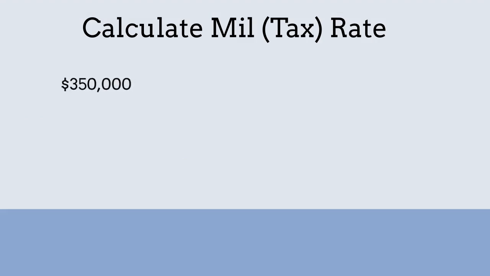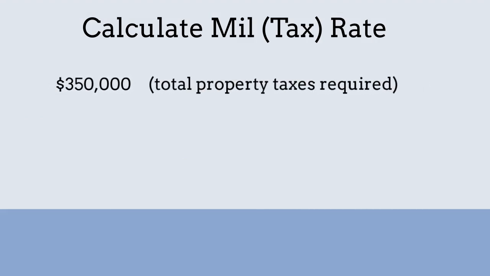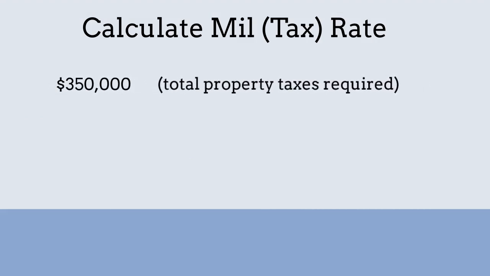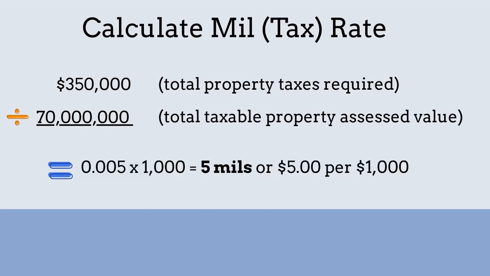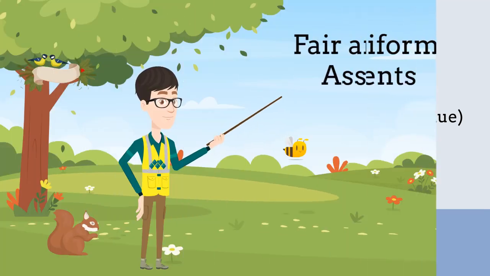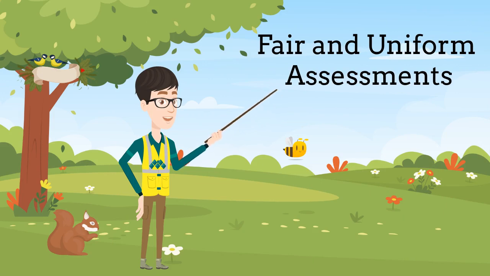In this scenario, municipal council has determined that they need to collect $350,000 in property tax to operate for the year. They divide this amount into the $70 million total assessed value for the municipality. This equals 0.005, and that figure multiplied by 1,000 results in 5 mils or $5 per $1,000. Each property owner pays their fair share of taxes based on their assessed value.